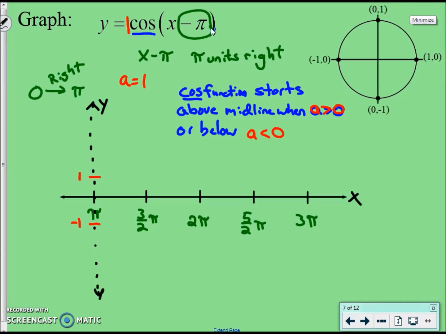So if I'm thinking about it this way, I'm going to start above the midline at pi, 1. I'm then going to go down and cross the x-axis at 3/2 pi. I'm going to continue to go down so that I'm at 2 pi, negative 1. I'm going to come back up again at 5/2 pi to the x-intercept, the x-axis I should say, and then I'm going to finish at the value of 3 pi, 1. And again, this looks like my cosine function. I've shifted my function a full pi units to the right.